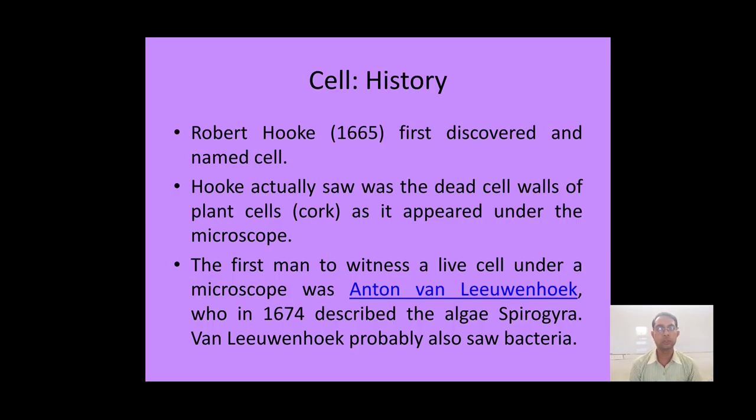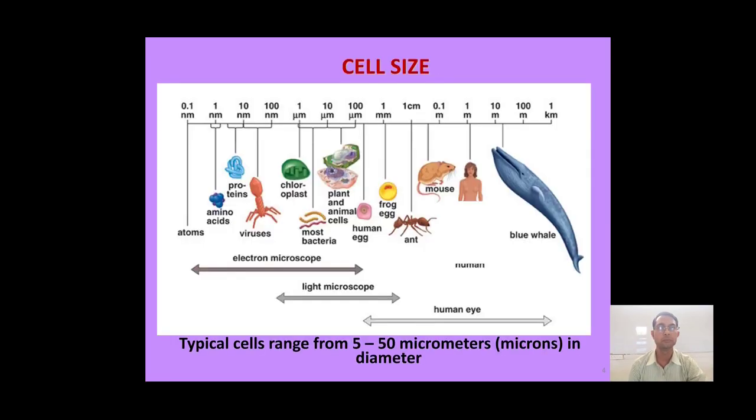So he was the first person who started to observe the cell, but the term cell was coined by Robert Hooke in 1665. Now the cell is a structure which has different types of organelles inside it, and on the basis of the complexity of organelles, we can say the cell is of two different types. Now this slide shows you the size of the cell.